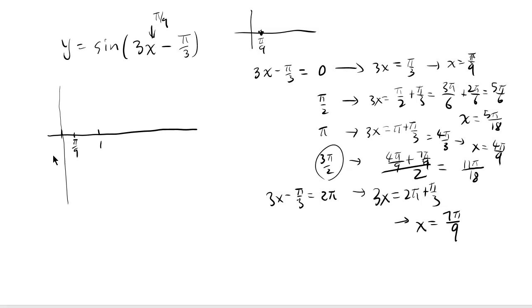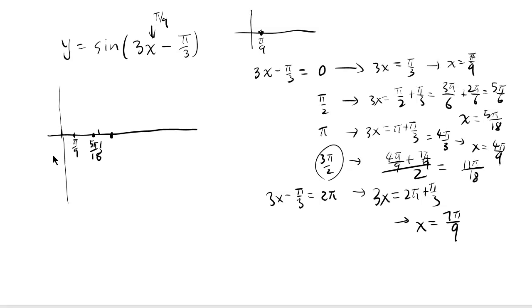And then the next step is 5 pi over 18. 5 times 3 is 15 divided by 18, so it's about 5/6. 5/6 is pretty close to 1, so I'm just going to call this 5 pi over 18. And the next stop is 4 pi over 9. That's, let's see, 3 times 4, 12 over 9, that's 4 over 3. So it's somewhere here.